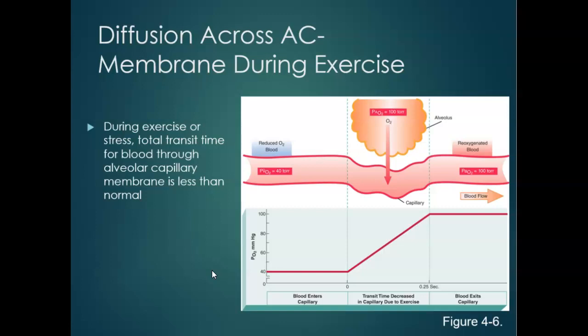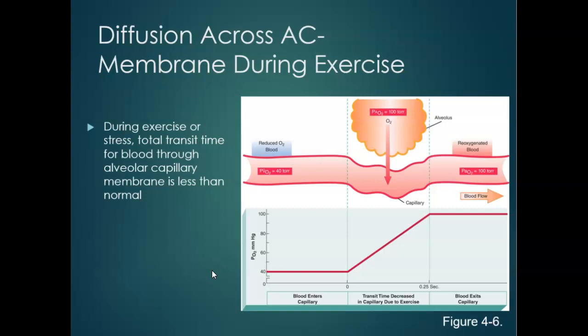But if I had certain types of lung diseases like pulmonary fibrosis, so what happens in pulmonary fibrosis is you have a thickening of that interstitial tissue around those alveoli and capillaries. So that makes that AC membrane quite a bit thicker. That slows down the rate of diffusion. And as my normal diffusion rate is already slow, if I speed up my blood or my perfusion during times of exercise or stress, potentially I wouldn't have enough time for that diffusion to happen.